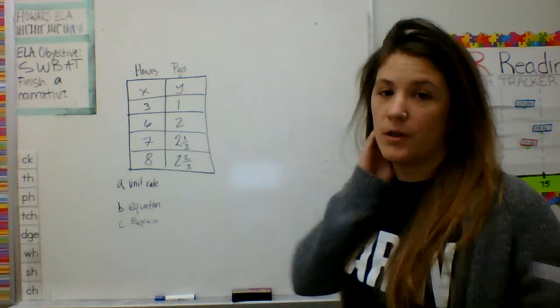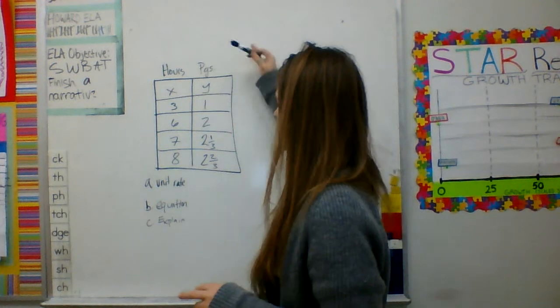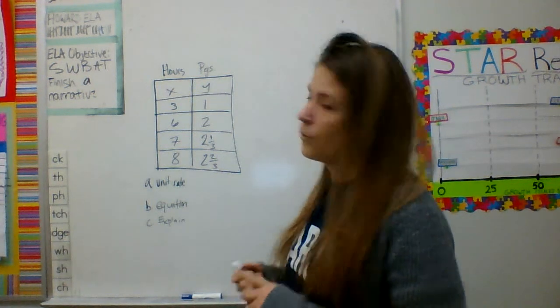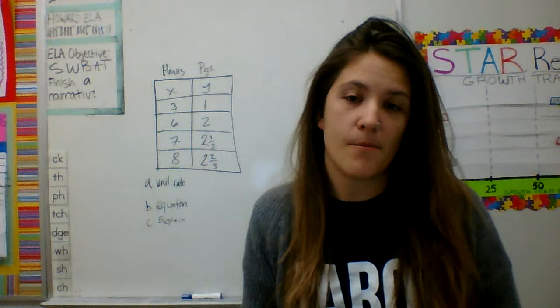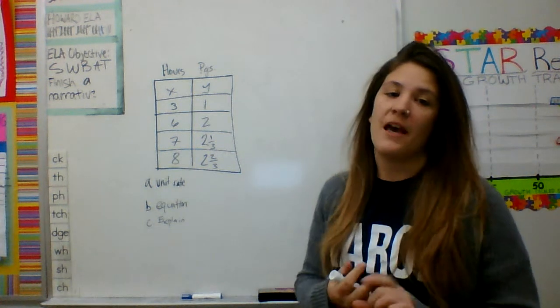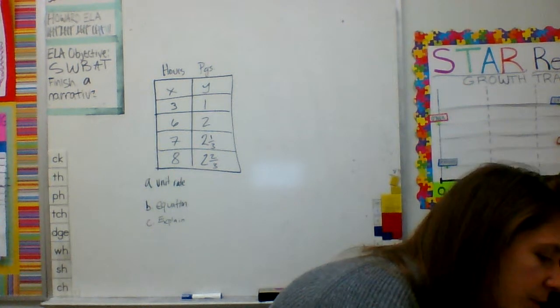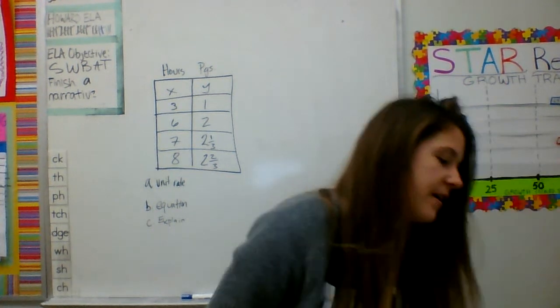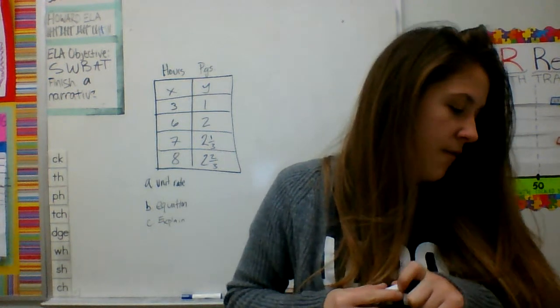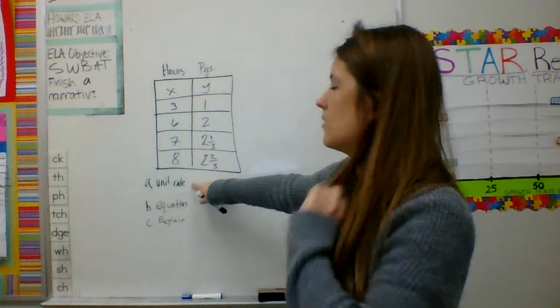So for our first example, you'll see example 1, you have hours and pages, and then you have a table. And it asks you to find three things. 1, it asks you to find the unit rate. 2, it asks you to write an equation to represent the table. And then C asks you to explain how to find, let me look at the precise language, explain how to find the amount of time it takes for any number of pages read. So we're going to start with unit rate.